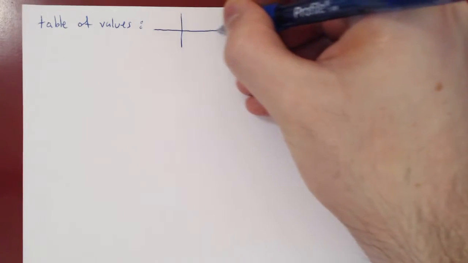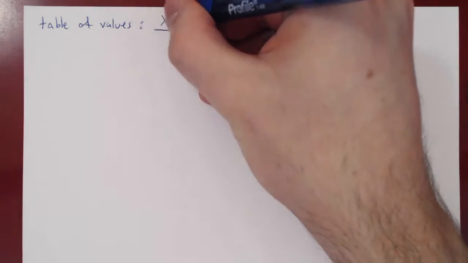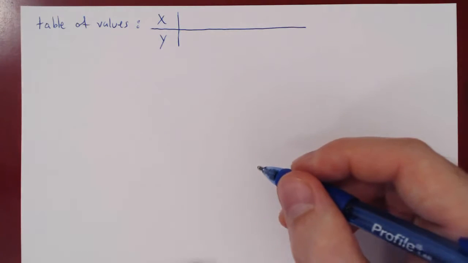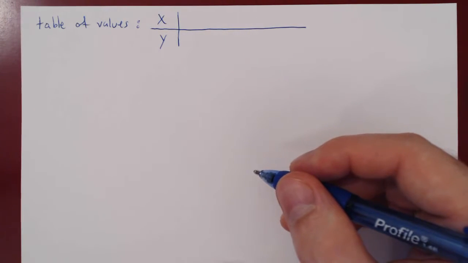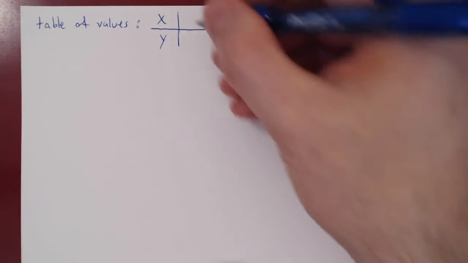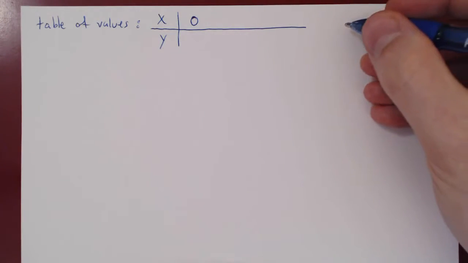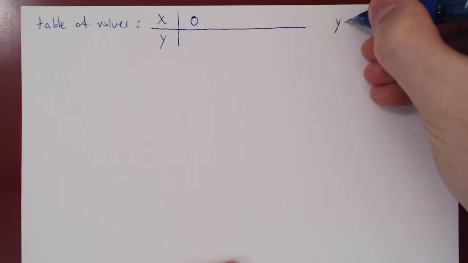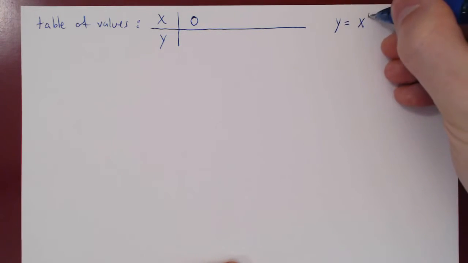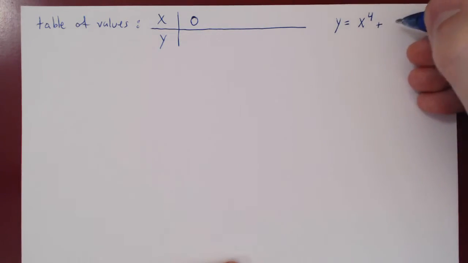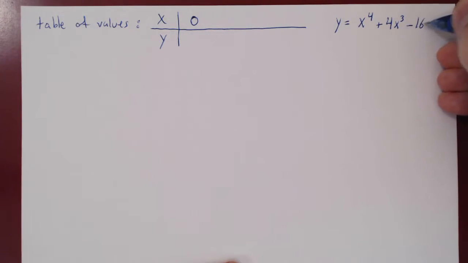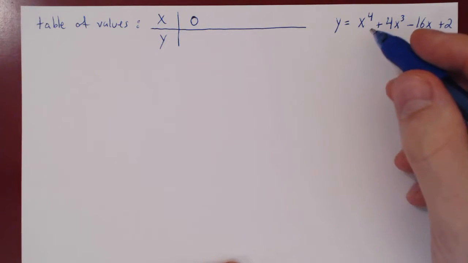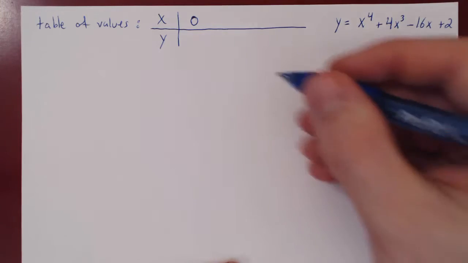Again, we look at only the points of interest initially. If we need to add more points, we will, but only if we have to. The first point we found was the Y-intercept, which was x equals 0. And if you recall the function, I'll write it here, y was equal to x to the 4 plus 4x cubed minus 16x plus 2. So if you plug in here x equals 0, you get y equals 2.